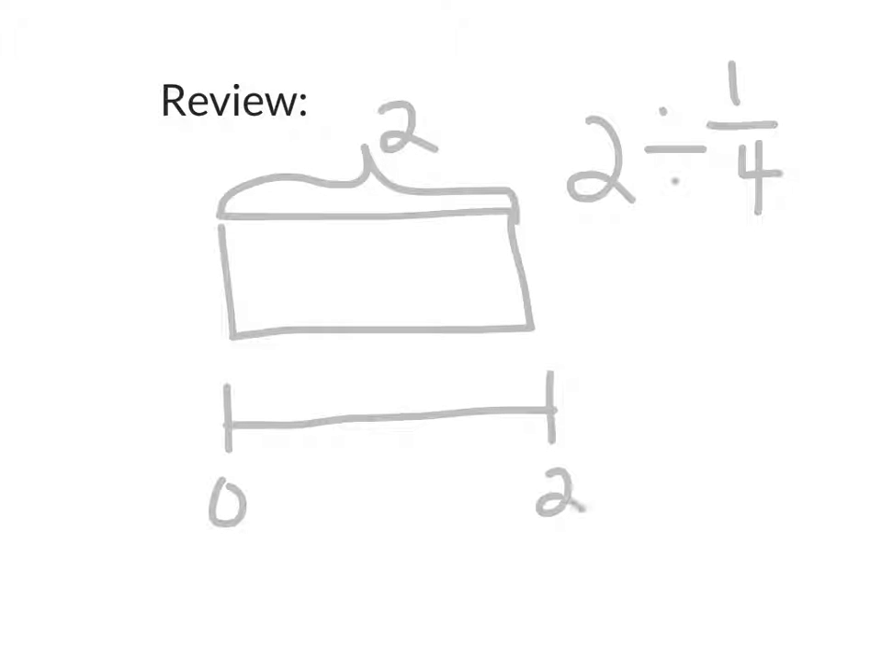So let's review. If we have a whole, let's say it equals 2. And we divide it by a fraction. Let's say 1/4. We're going to draw our number line that represents this number, and our whole should be the same. Then we're going to divide it up into the spaces. Here we can see that we need to divide it up into quarters or 1/4. So we're going to divide each whole section of our number line.